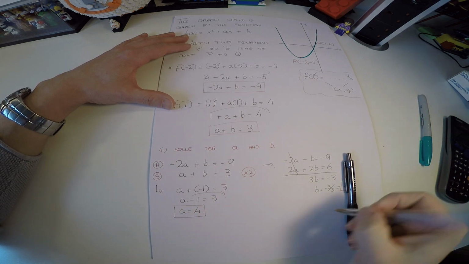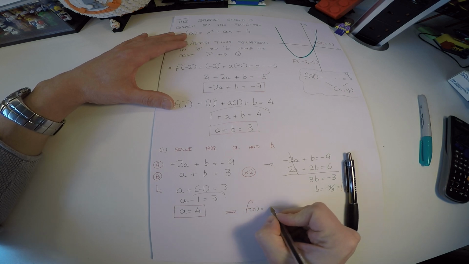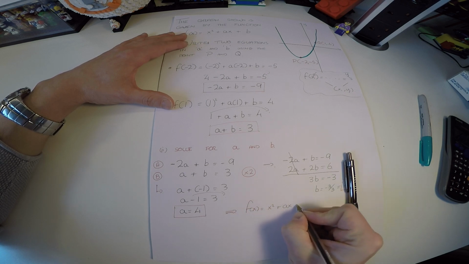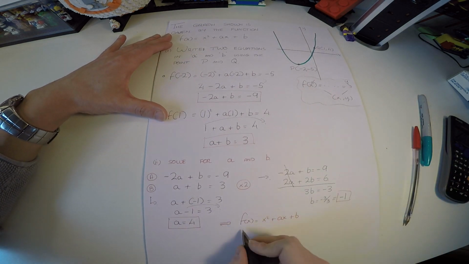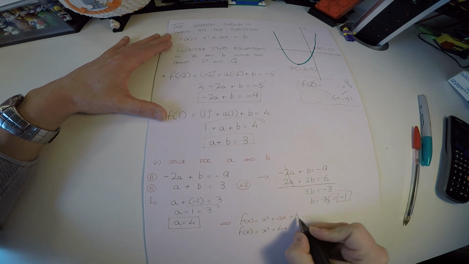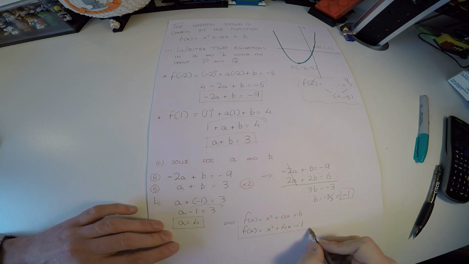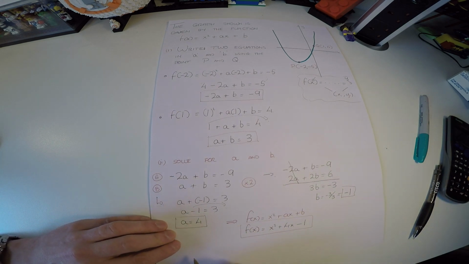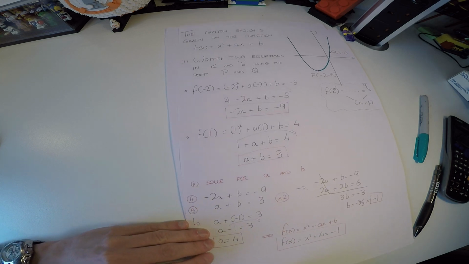So when all is said and done, we know that our function f of x, which was equal to x squared plus ax plus b, which is this stuff here, well, we know our a and b, so we can definitively say that f of x is equal to x squared. What's our a value? It's 4, so that's going to be plus 4x. And what's our b value? Well, it's minus 1. So that's our function now. Then the next part asks us two things.